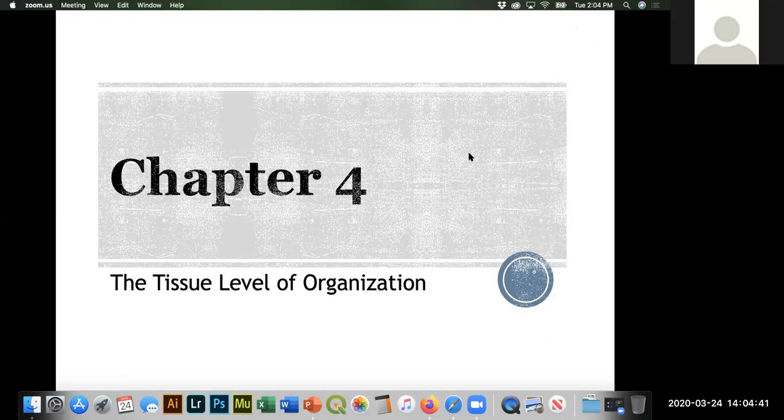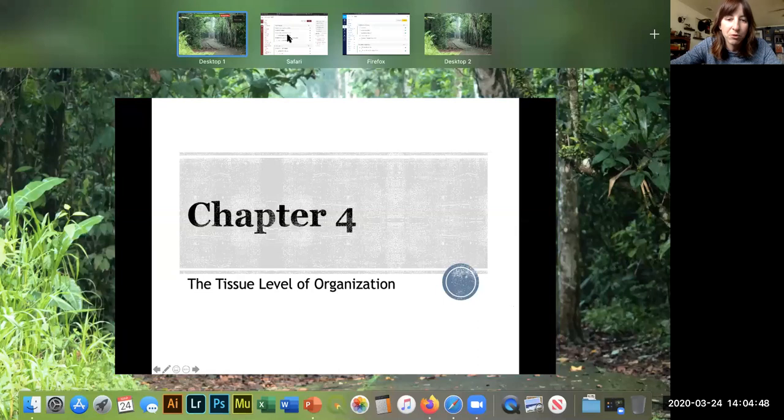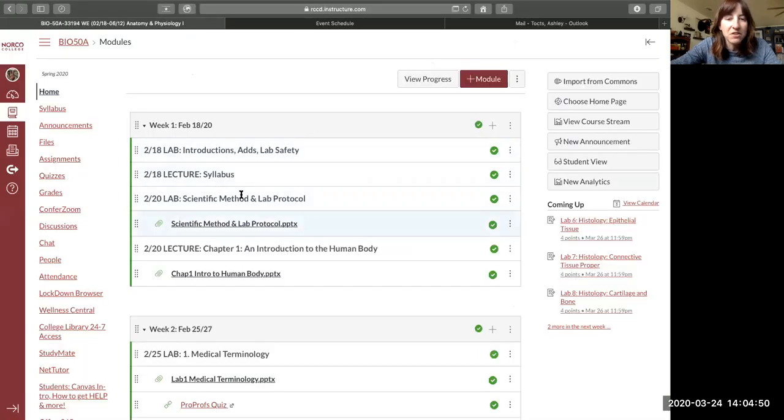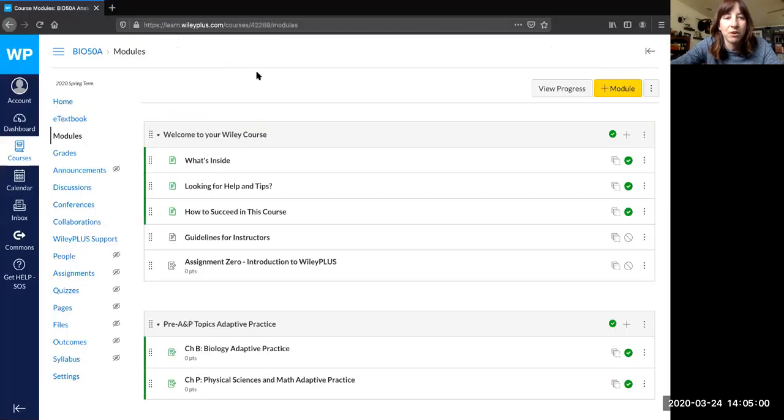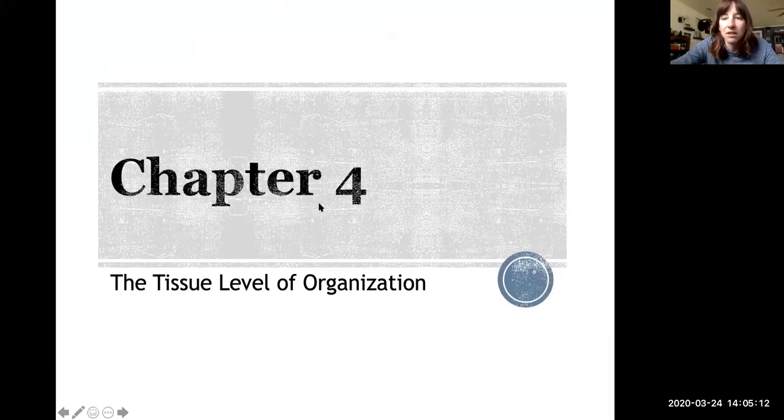So I've got 3 windows open here. I've got my PowerPoint, and I'm going to be swooping back and forth between PowerPoint and Safari, which has Canvas. I just like Safari. I also have Firefox open for Wiley Plus, since Wiley Plus only plays well with Chrome or Firefox, so I have it open in a separate browser. I hope that doesn't freak you guys out. So that's 3 different things that I'm going to be shifting back and forth through.